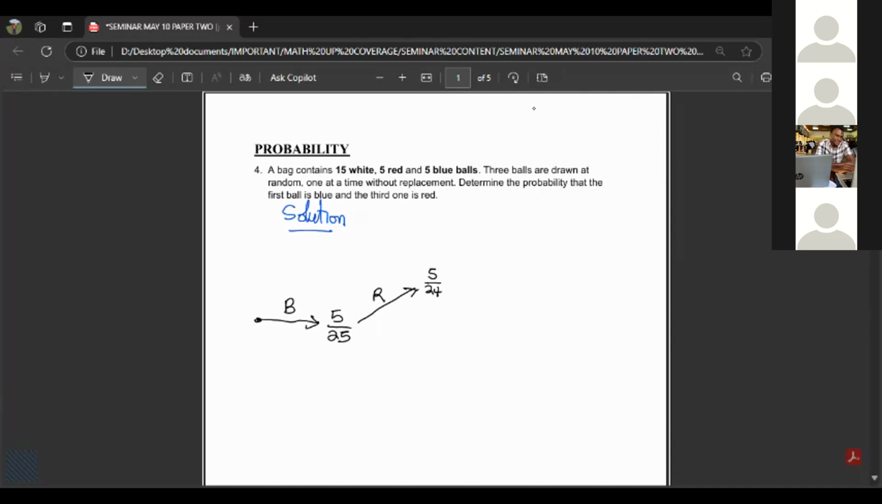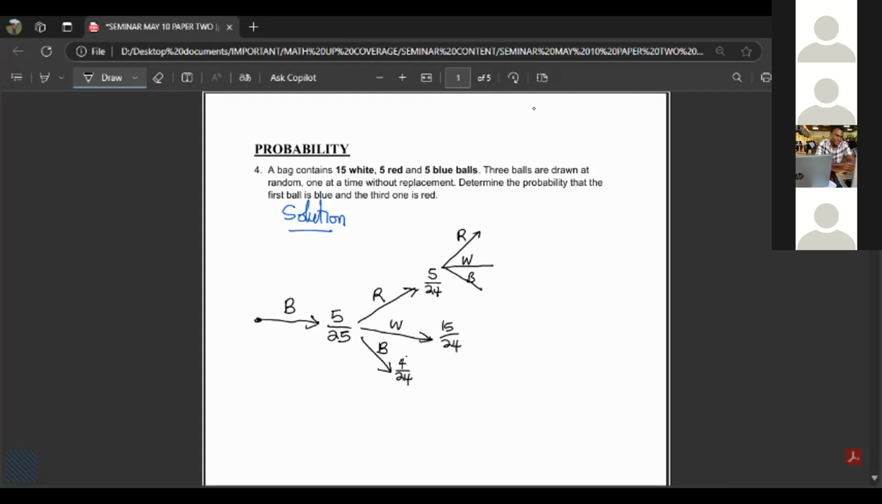Then we can have a white one. White is still going to remain 15, but it's out of 24. Then the blue one: we already chose a blue ball, so assuming we choose a blue ball again, the number of blue balls is going to reduce because it's without replacement. So it will become 4/24. Again, from the second draw, after choosing the red ball, we can have 3 types of balls to choose from.